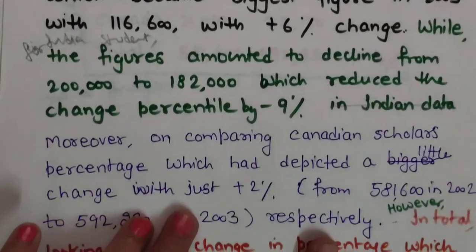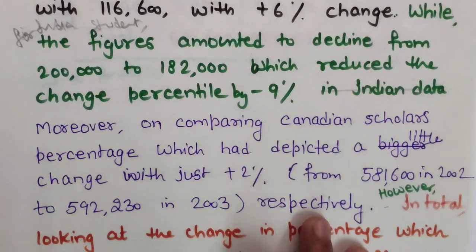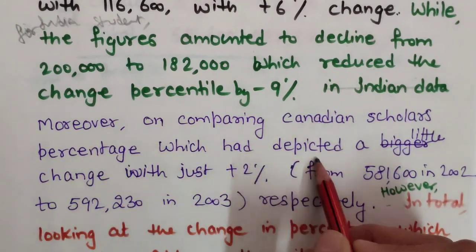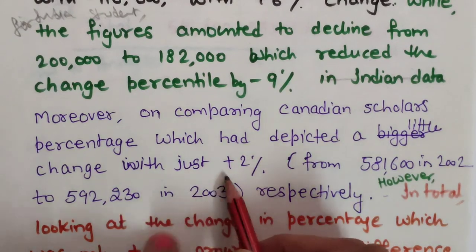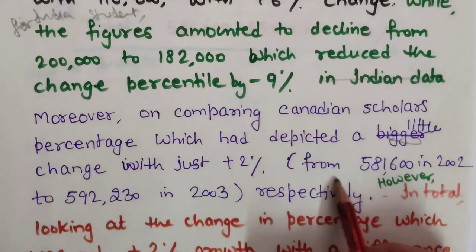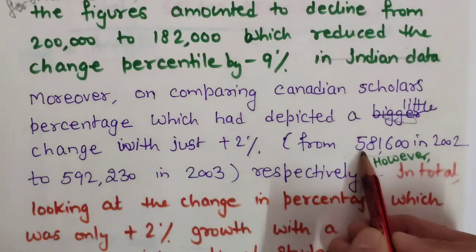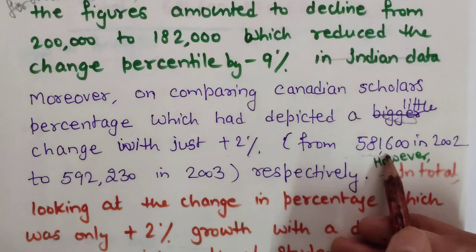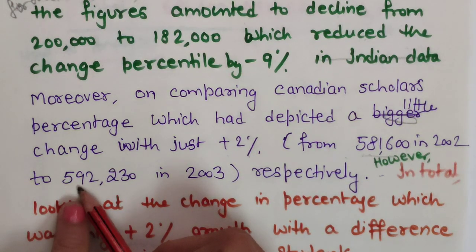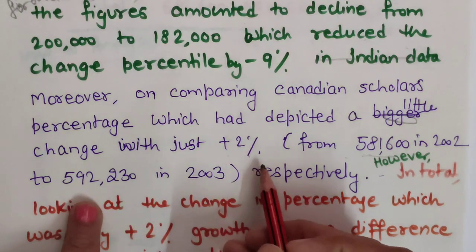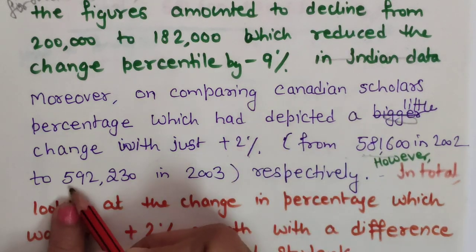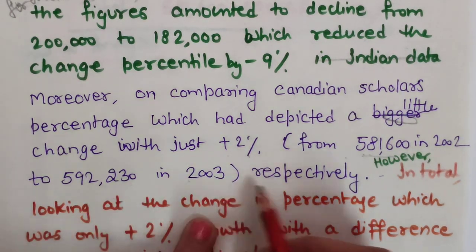Now the next one is the last sentence. Moreover, on comparing Canadian scholars' percentage, which had depicted a little change, it is not bigger, only 2%, with just plus 2% from 5,81,600 in 2003 and to 5 lakh. Okay, from 2 up to this figure in 2003 respectively.